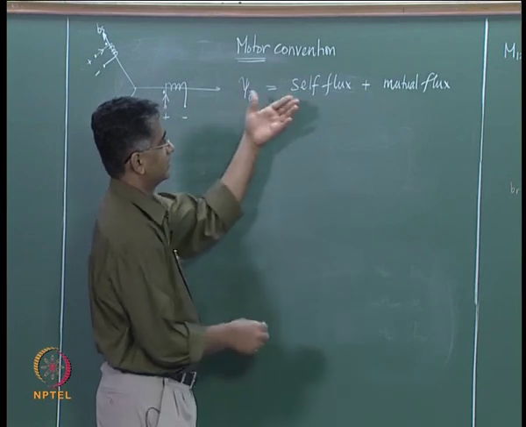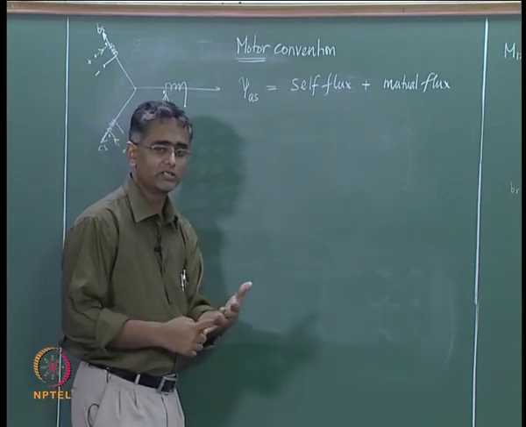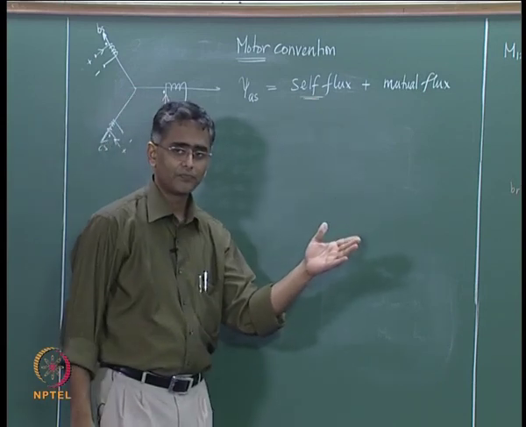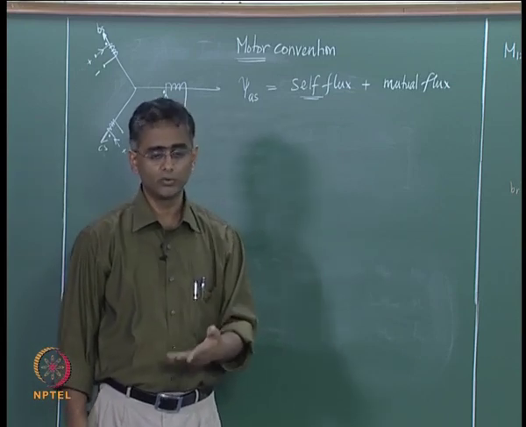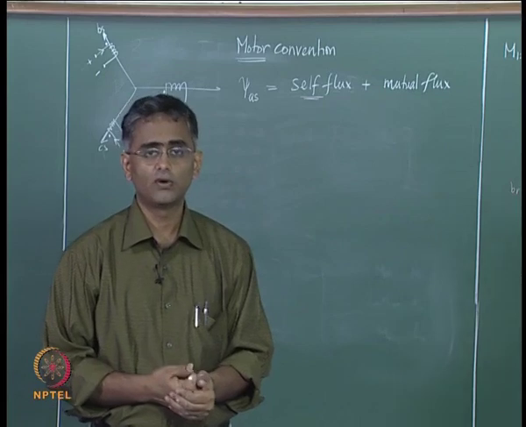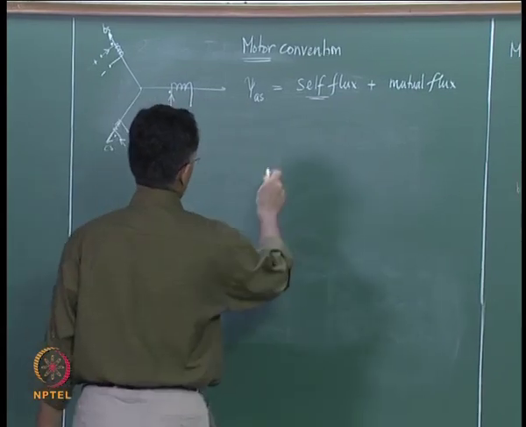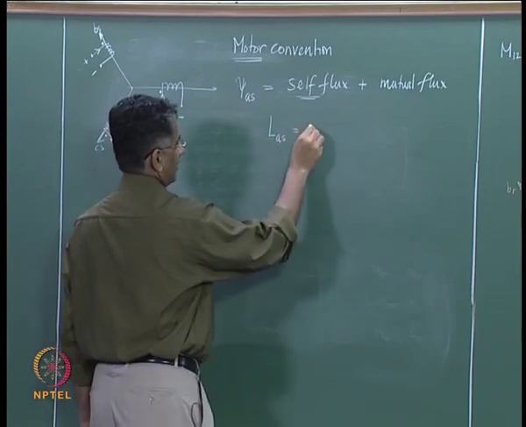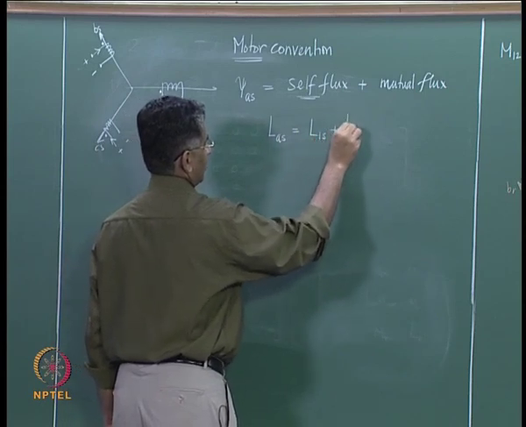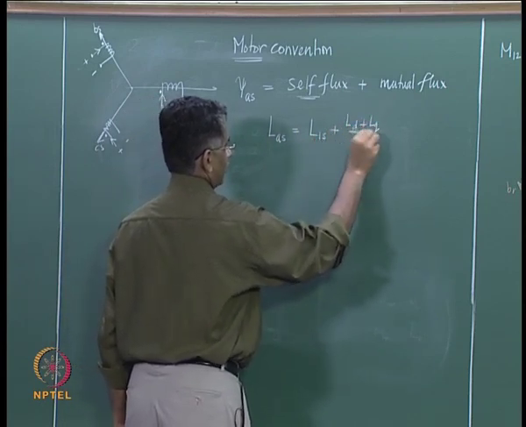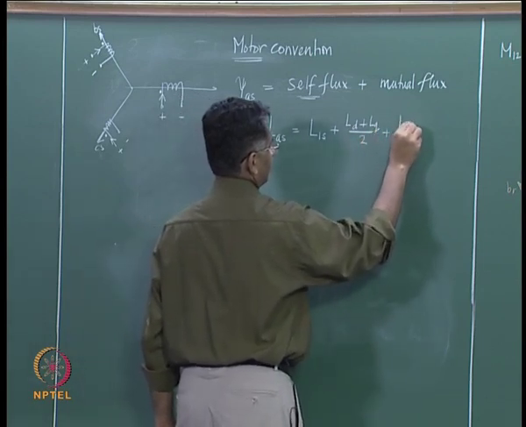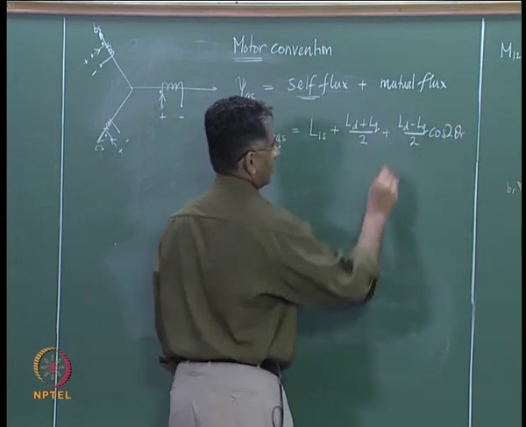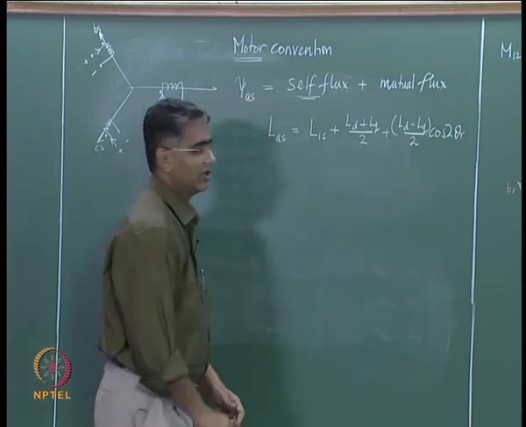So, how do we write down the expression for self flux? That is fairly easy. As we have seen, the flux linkage is inductance multiplied by the flow of current, and for a geometry like this, which has a cylindrical stator and a salient pole rotor, we have already derived the expressions for the self inductance. We know that the self inductance LAS, for example, is given by a leakage inductance plus (LD plus LQ) by 2 plus (LD minus LQ) by 2 into cos of 2 times theta r. This is an expression which we have derived earlier.